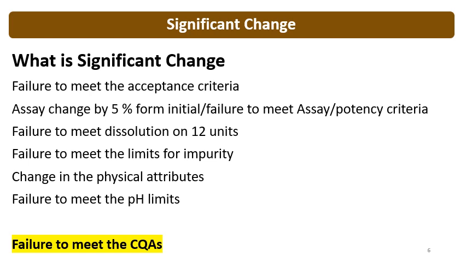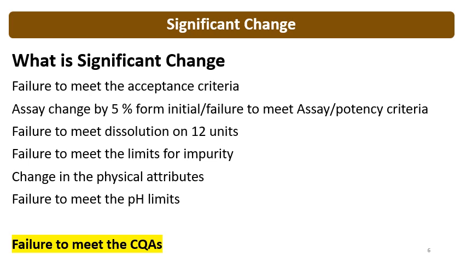But if after repeated testing also you found that there is a decrease in assay, and if it is reflected by the mass balance, that is, an increase in the degradation, then it will be a significant change. Failure to meet dissolution test or dissolution specification on 12 units. So that is the S2 stage. First is the S1 stage and second will be the S2 stage for IR formulations. Failure to meet the limit of impurity. If impurity increases, that time it will be a significant change.